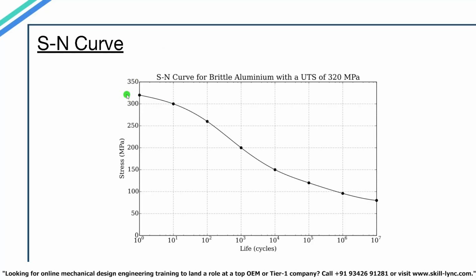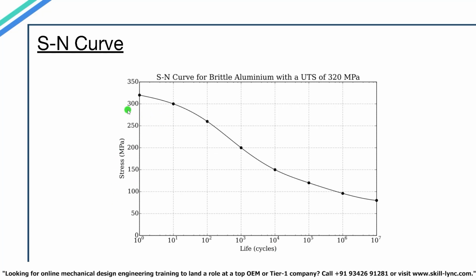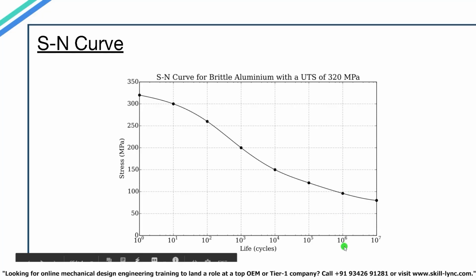So here we have the SN curve for brittle aluminium of a certain grade, and you can see that on the y-axis we have the stress in megapascals, and on the x-axis we have the life cycles. According to the graph, if the aluminium is subjected to 300 megapascals of stress, then the material will fail under fatigue stress with just 10 life cycles. In the same way, if you subject it to around say 100 megapascals of stress, then the material will fail at around 10 to the power 6, that means around 1 million or 10 lakh life cycles.